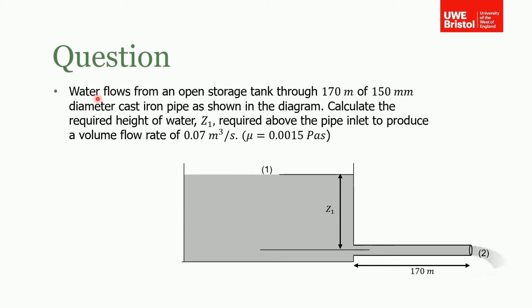In this question, we're told that water flows from this storage tank and travels through a pipeline which is 170 meters long and 150 millimeters in diameter, and it's made of cast iron, as shown in the diagram. We're told to calculate the height of water, Z1, if the volumetric flow rate through the pipe is 0.07 meters cubed per second, and we're also given the viscosity of the water.